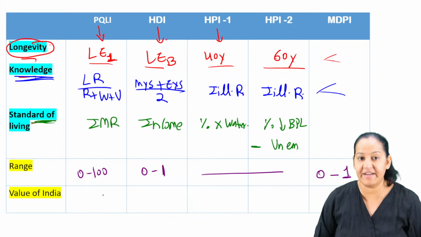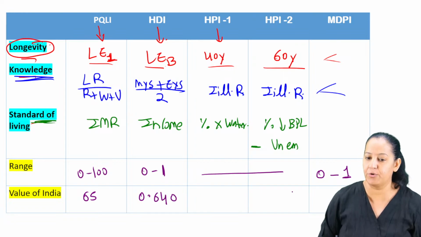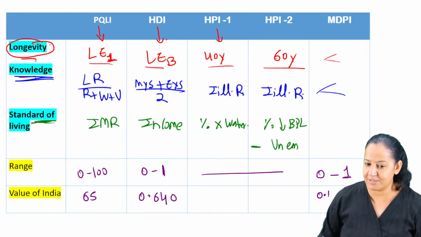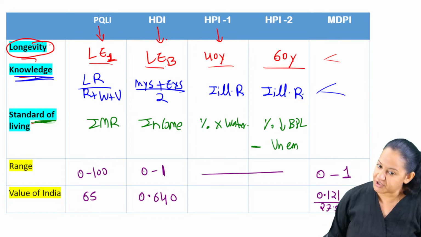Okay, tell me the values of India. Here the current value of India is 65. Here the current value of India is 0.640, you can say. And here the current value of India is 0.121, according to which 27.5% population is poor.